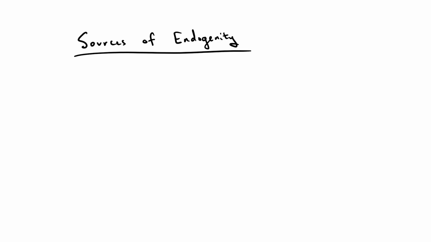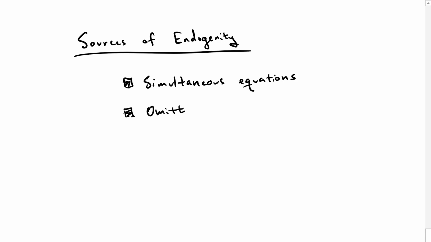So we're going to discuss the violation coming from simultaneous equations and omitted variables. Let's start with simultaneous equations.